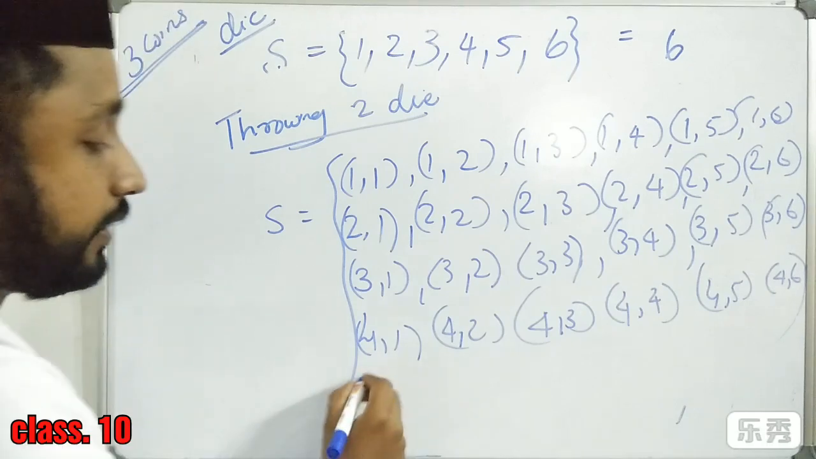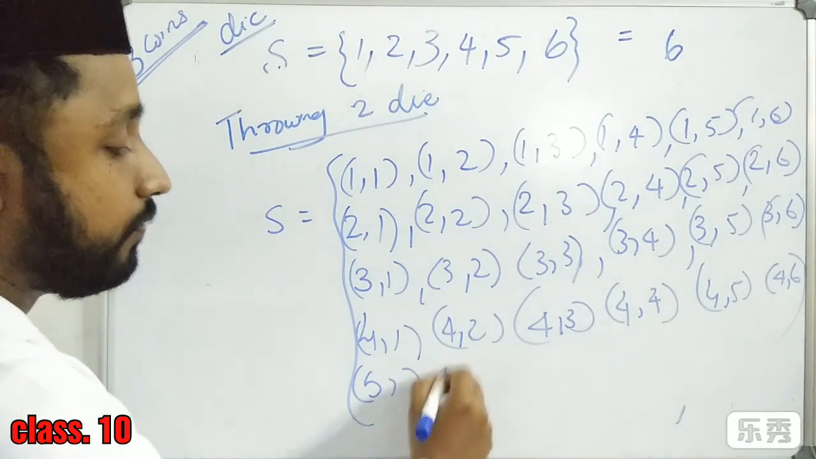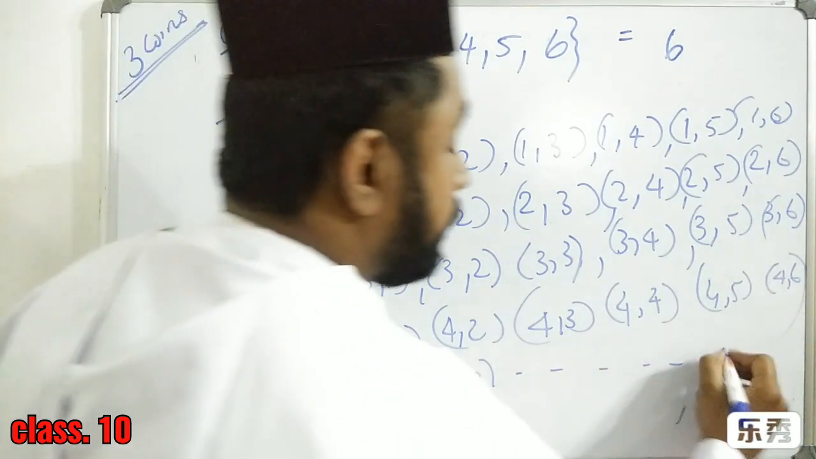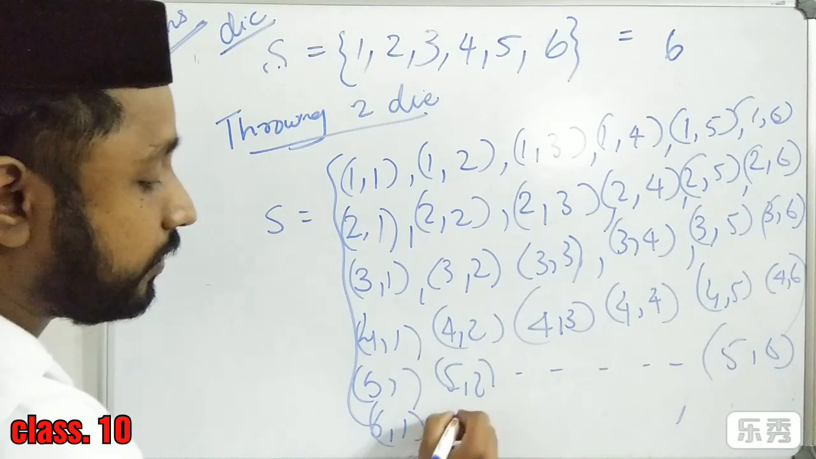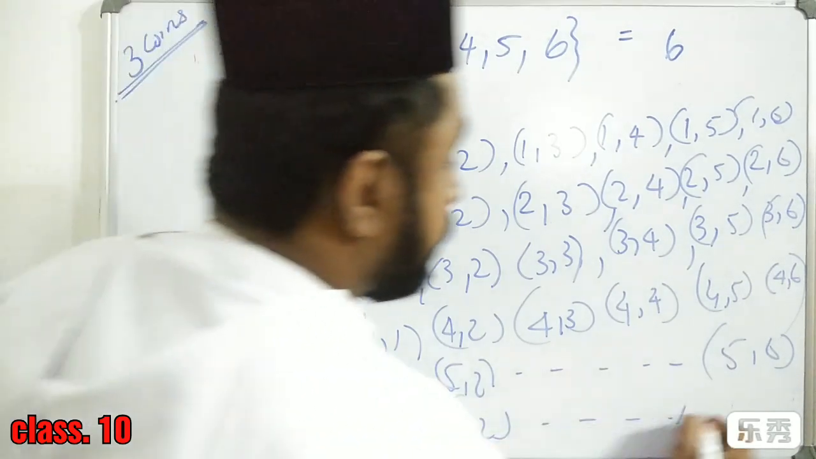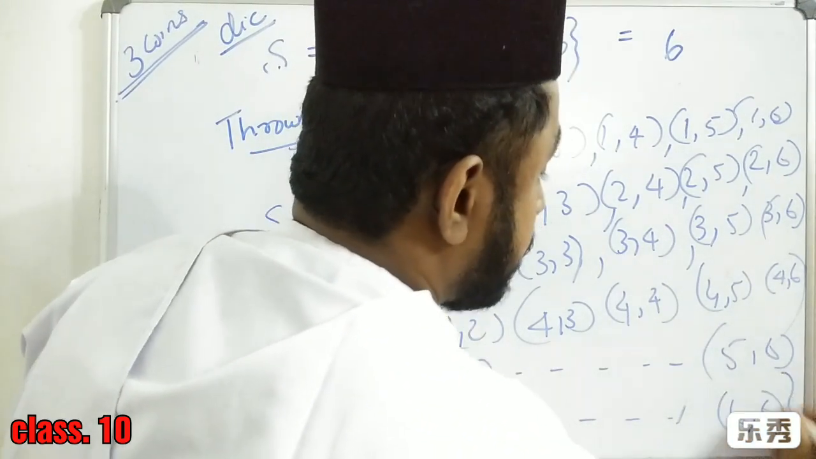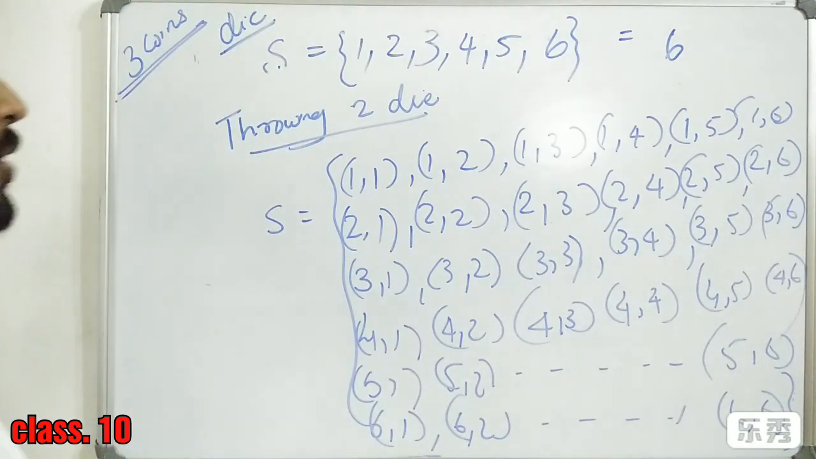4 6, then 5 1, 5 2, etc. 5 6, also 6 1, 6 2, etc. 6 6. These are the possible outcomes of throwing two dice.